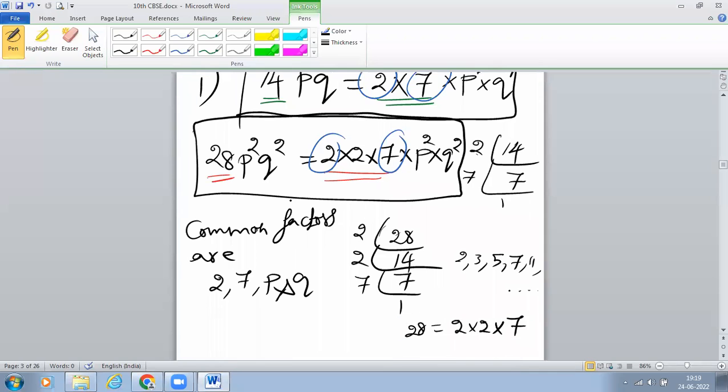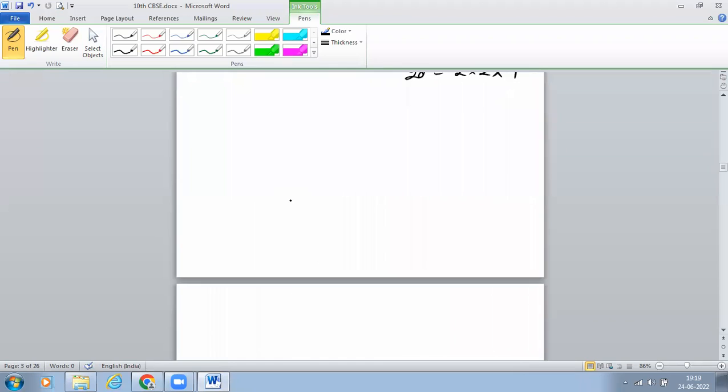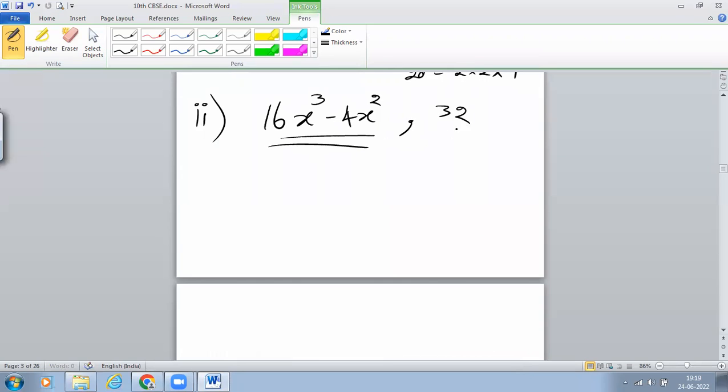Second subdivision. Yes, sir. Okay. Now second subdivision. See here. In the second subdivision also we have to find the common factors of 16x cube minus 4x square, comma 32x. For these two expressions, this is one algebraic expression, this is another algebraic expression. For these two algebraic expressions, first, we have to find the common factors.